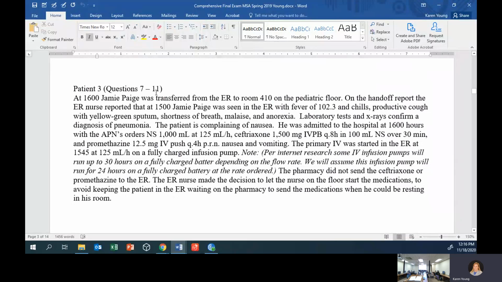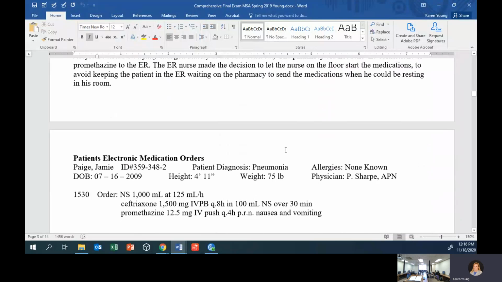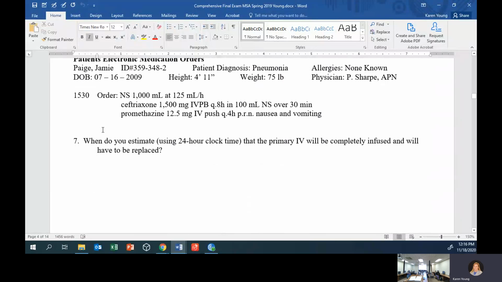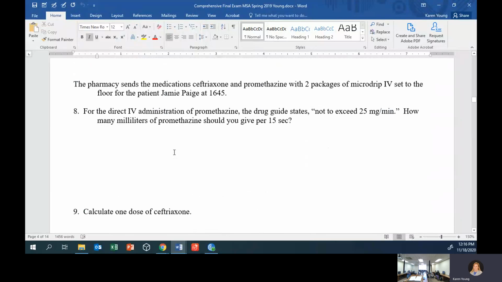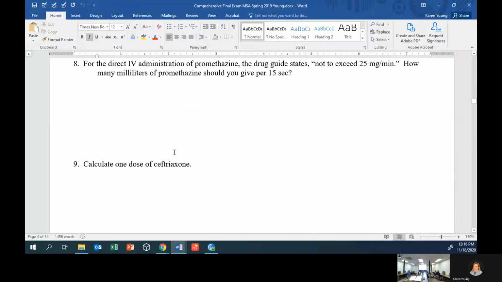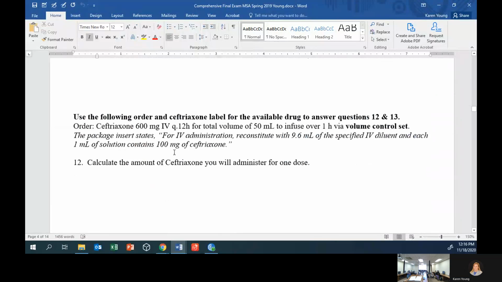Patient 3, for chapters 7 through 11, is Jamie Page. She entered the ER at 1600. So, read everything about it. And then here are the questions. This is Jamie's medication record. She only has 3 things. She has normal saline for an IV, and she has this medication and this medication. So these questions will refer back to Jamie's medications.